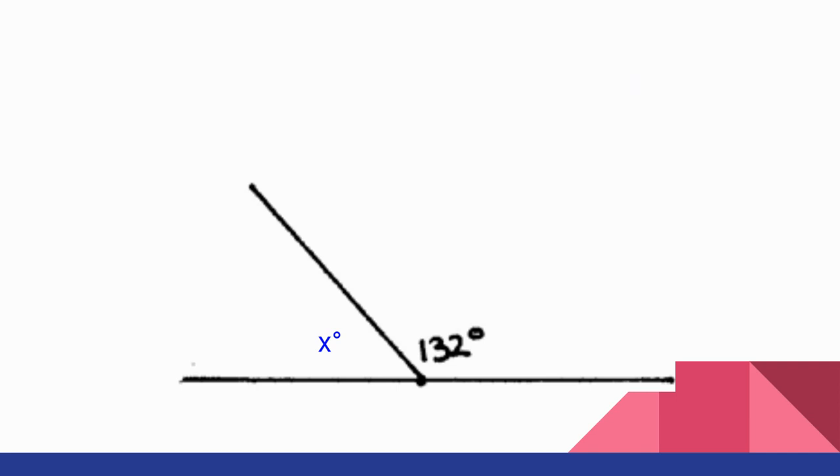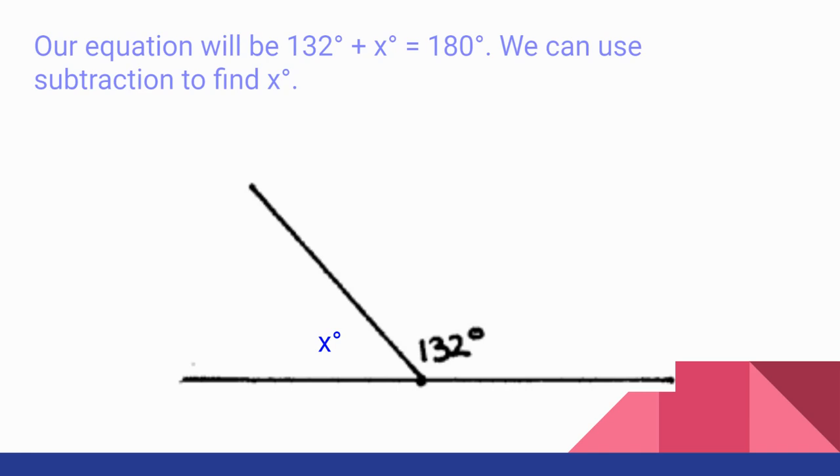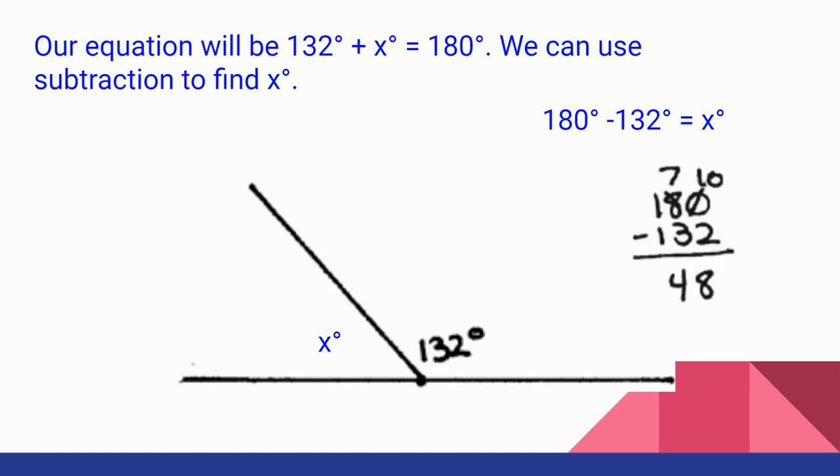Take a look. What would our equation be? Our equation will be 132 degrees plus x degrees equals 180 degrees, because the total of the straight angle is 180 degrees. And we'll use subtraction to find that x. So now we subtract 132 from 180. Let's do the work on the side. 180 minus 132 is 48. So our angle is 48 degrees.